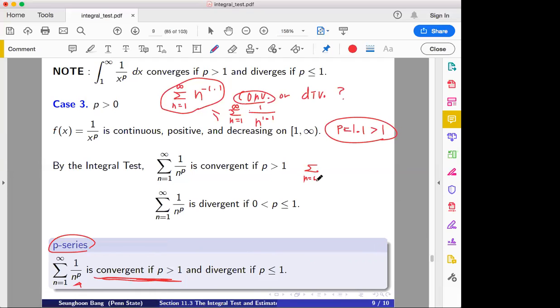So like this: the summation from n equals 5 to infinity of 1 over n to the 0.9. Convergent or divergent?